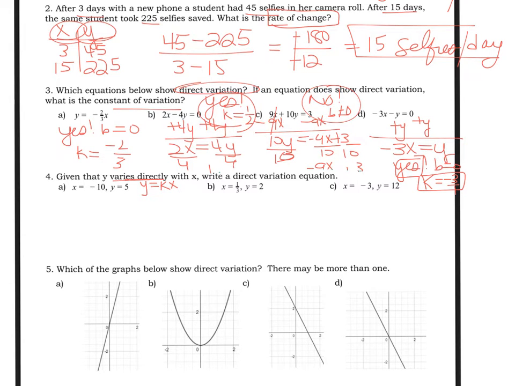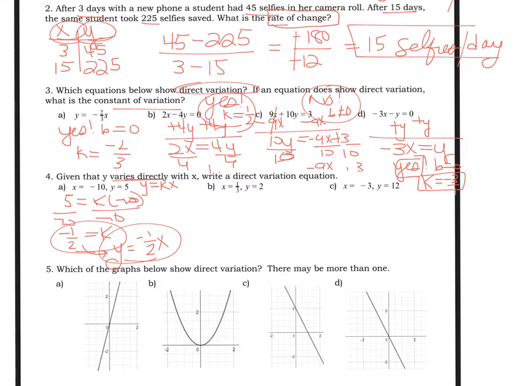All right, so I see y is 5, so I'm going to plug in 5, and I see negative 10 is x. So now I'm going to solve for k by dividing by negative 10. So I get k equals negative 1/2. If you stop here, you're going to lose a point because the direction said write a direct variation equation. So what I'm going to do is I have to take this a step further and say y equals negative 1/2 x. That's my answer. So be careful. Make sure every time you find k, you go that one step further.